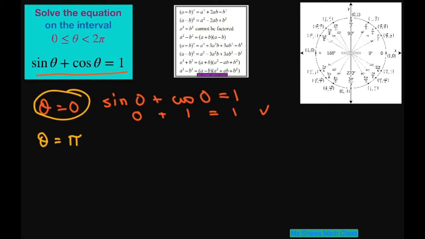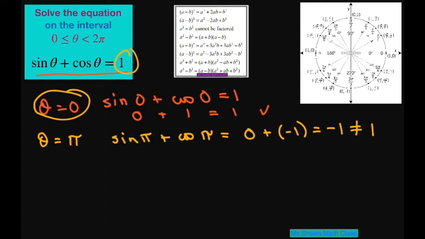Now let's do theta equals pi. This gives me sine of pi plus cosine of pi. We want to know if it equals 1. Sine of pi is 0 plus cosine of pi is negative 1. This gives us negative 1, which does not equal 1. So basically this one is not a solution.